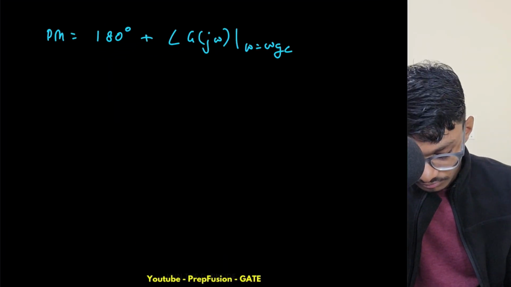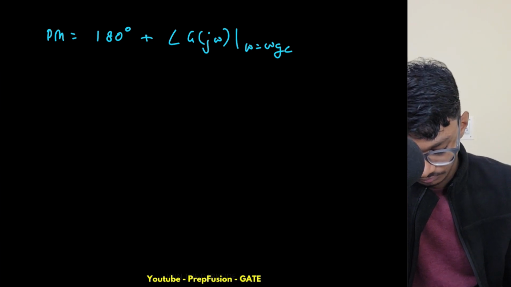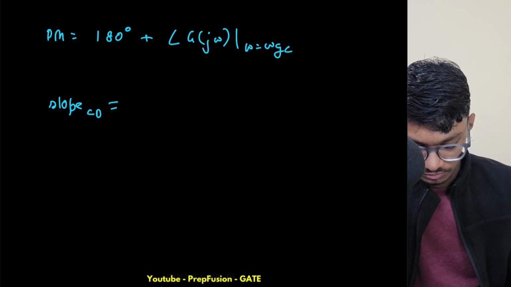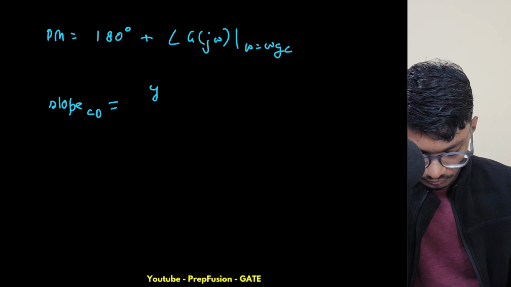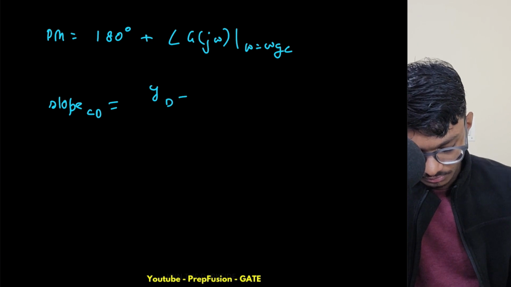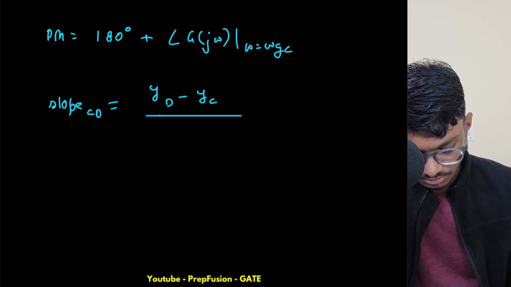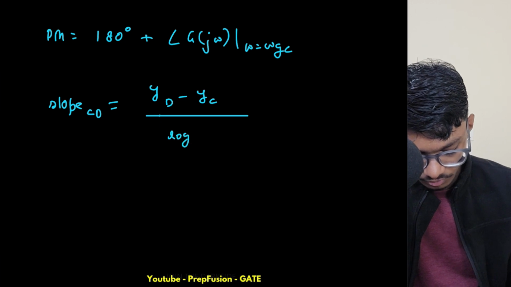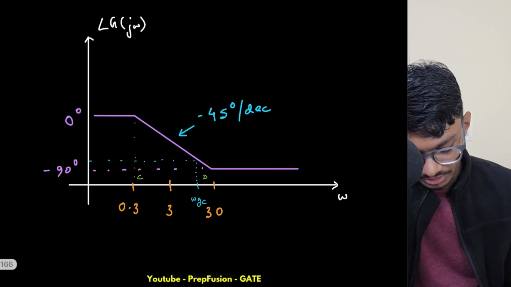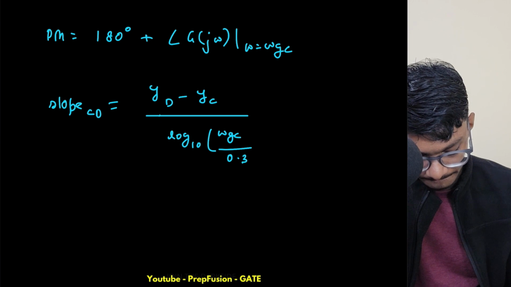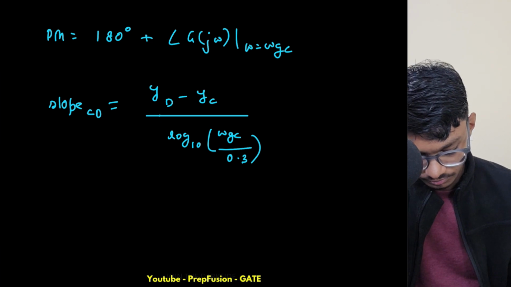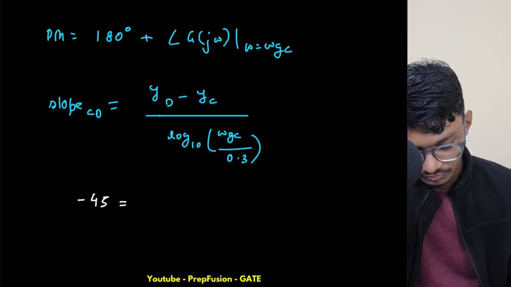So now, again, slope CD. Slope CD will be y of d minus y of c divided by log of 10 omega d by omega c, which is omega gc by 0.3. Okay, this is omega c, which is 0.3. So what is slope CD? It is minus 45. And what is yd? Yd we have to find out.